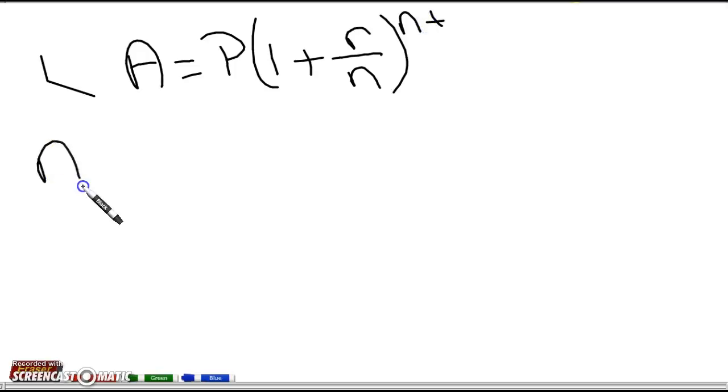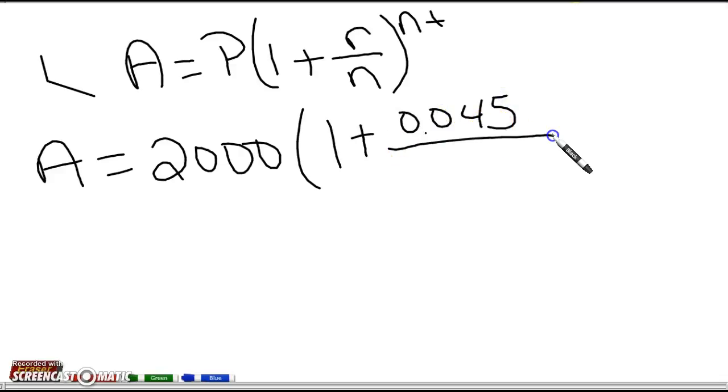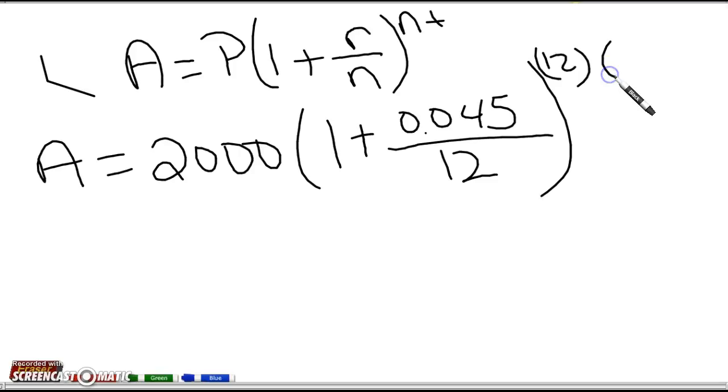Okay, and so same thing. Our principal, our initial amount, is $2,000. Our rate was 0.045. And this time it's compounded monthly, so I'm going to divide by 12 instead. And so my N is going to be 12, and my time is still 18 years. Okay? So let's put this in our calculator.